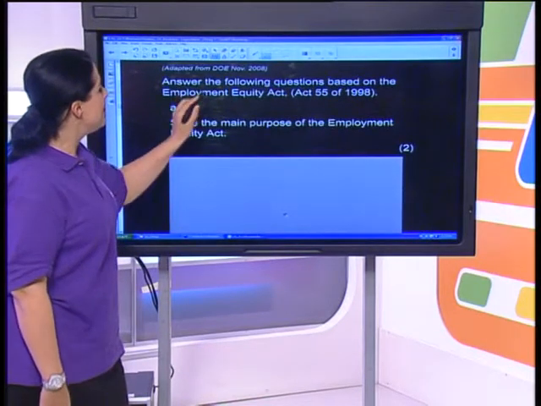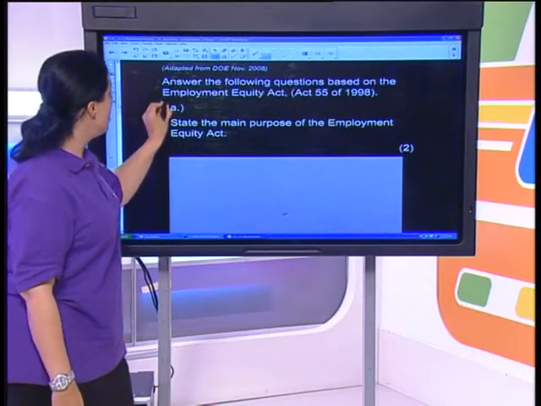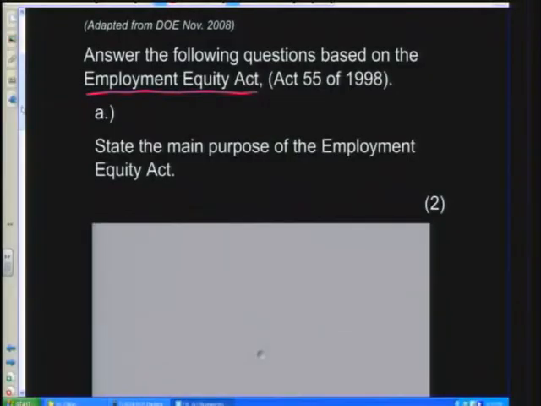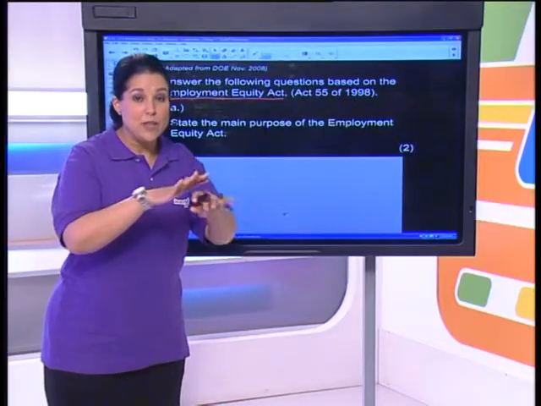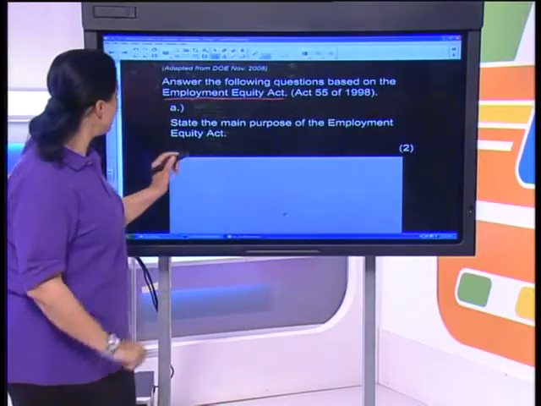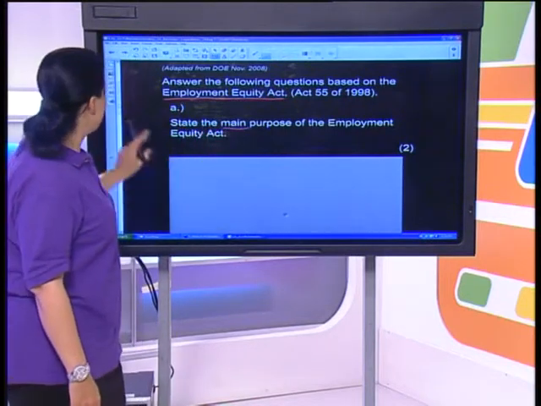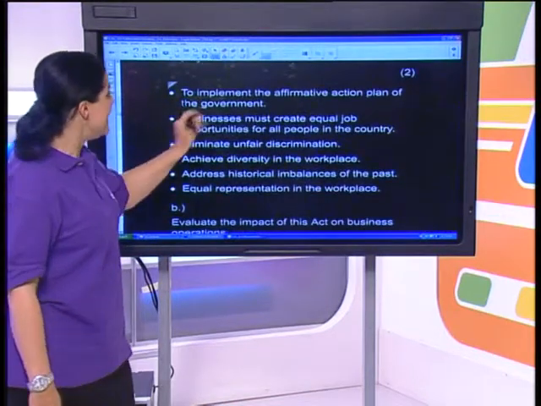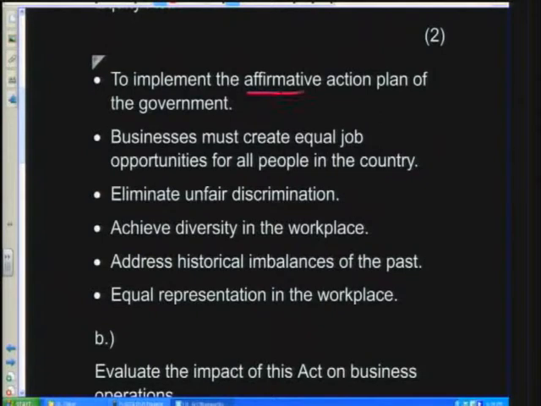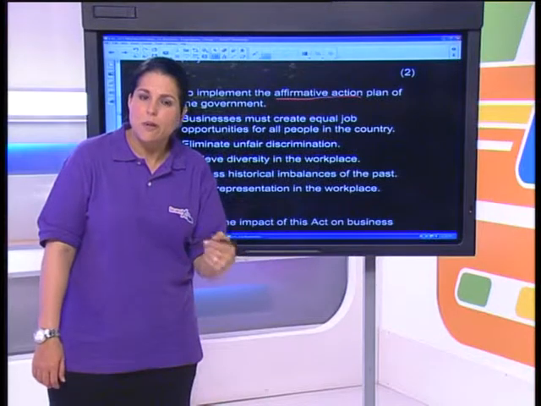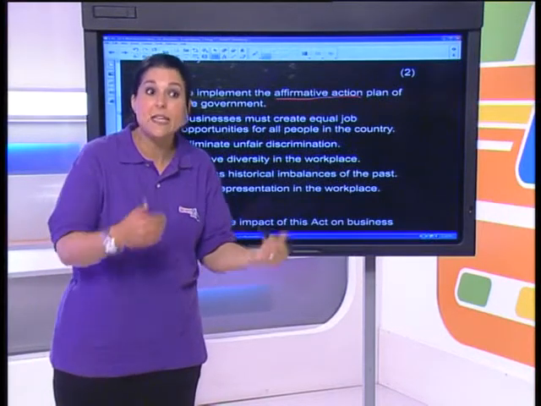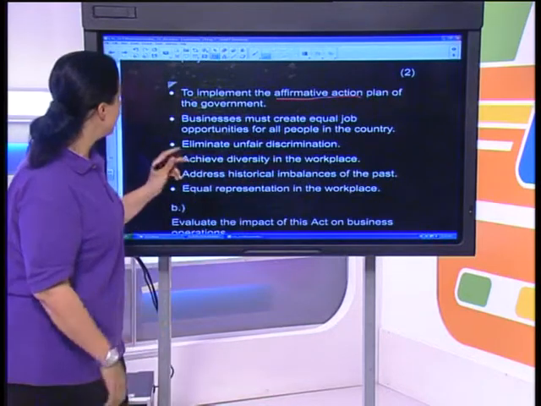It says, answer the following questions based on the Employment Equity Act. Remember we said the minute we think about employment equity, we think about BEE. We think about BBBEE. We think about everyone being equal. So let's see what they say. State the main purpose of the Employment Equity Act. Now, it says here, to implement affirmative action. Government expects us to implement affirmative action. So that is a main goal of the Employment Equity Act.